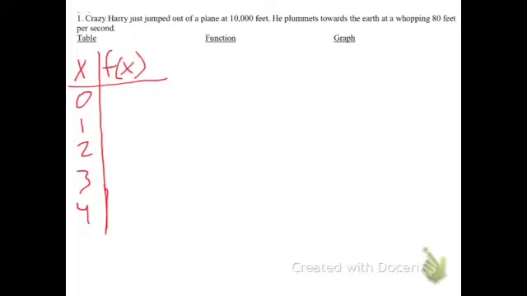I just picked a few easier ones so I can get a feel for where he is in the sky as time progresses. Okay, I'm going to write a function. All this is just going to describe his altitude as time progresses. So the altitude would be the dependent variable, and it changes as time progresses, so time would be the independent variable. So here, the function of x describes the altitude.